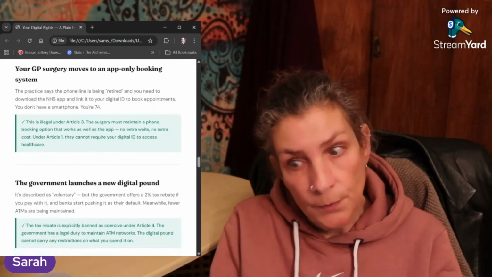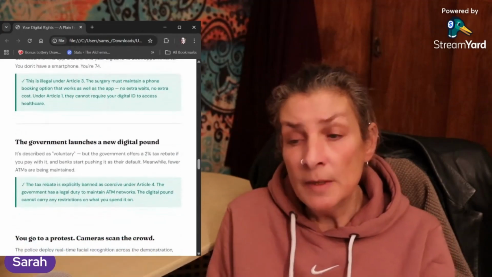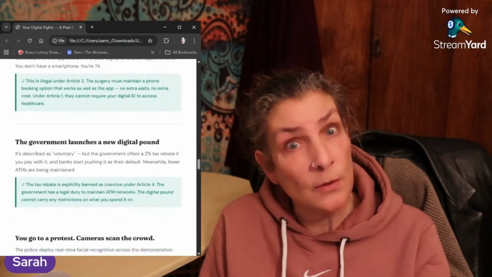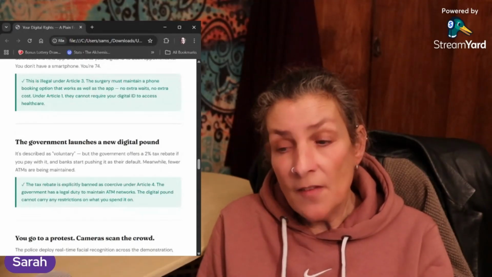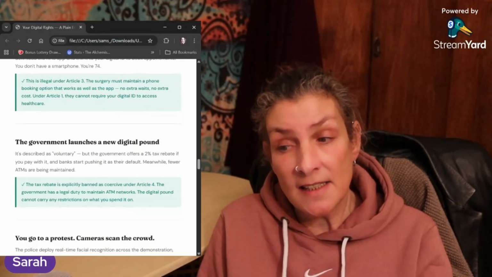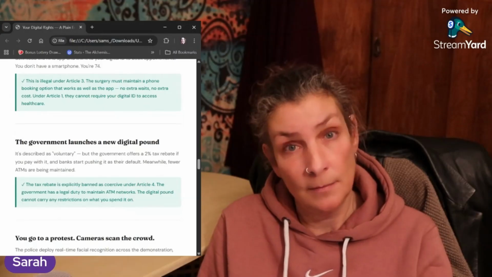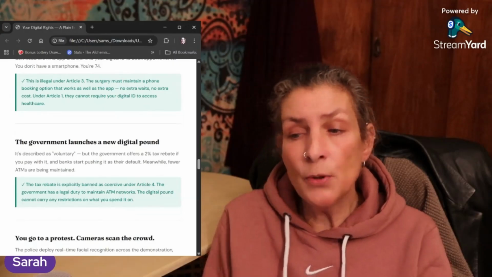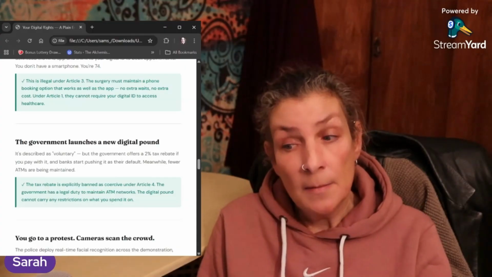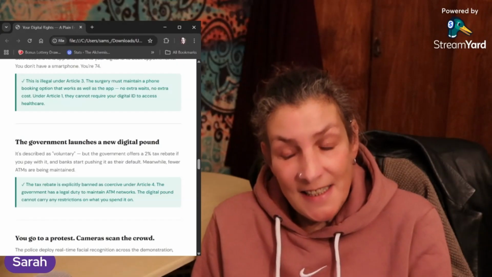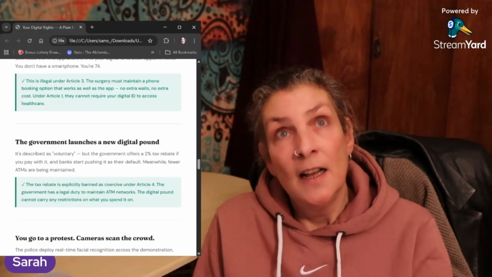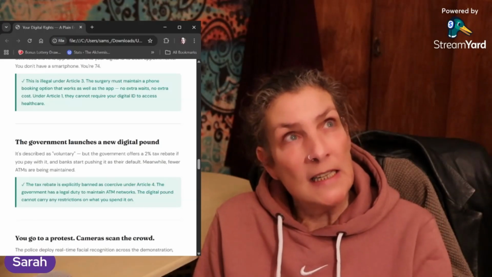Situation 2. The government launches a new digital pound. It's described as voluntary, but the government offers a 2% tax rebate if you pay with it. And banks start pushing it as their default. Meanwhile, fewer ATMs are being maintained. These situations, you can just see, I came up with things that I could just see happening.